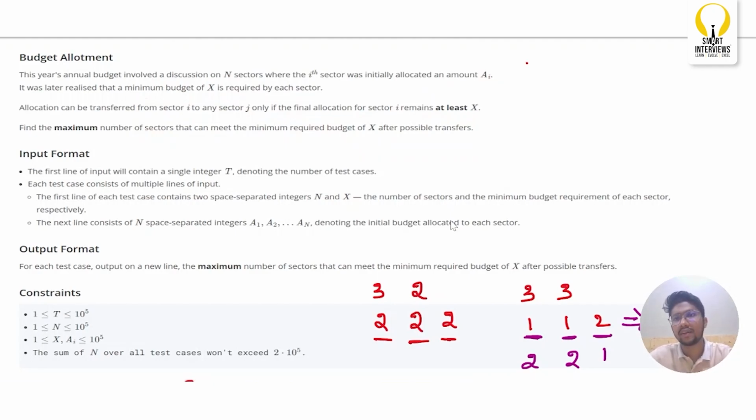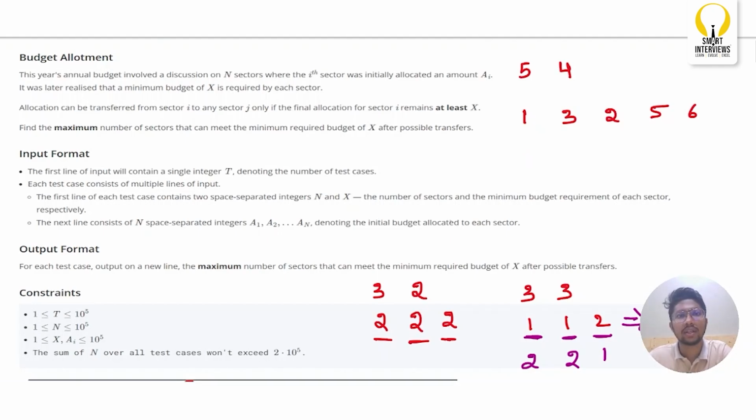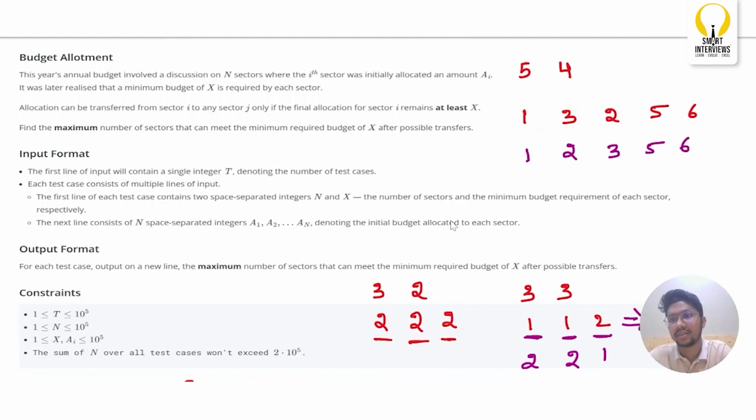For example, they're given n as 5 and the minimum budget is 4. And you can assign 1, 3, 2, 5, and 6. Now, how are you going to pick the numbers and how are you going to transfer the amount? Let's see. So what I will do, first I will sort the array. After sorting, the array is 1, 2, 3, 5, 6. Now I'm going to iterate the array from the back side.